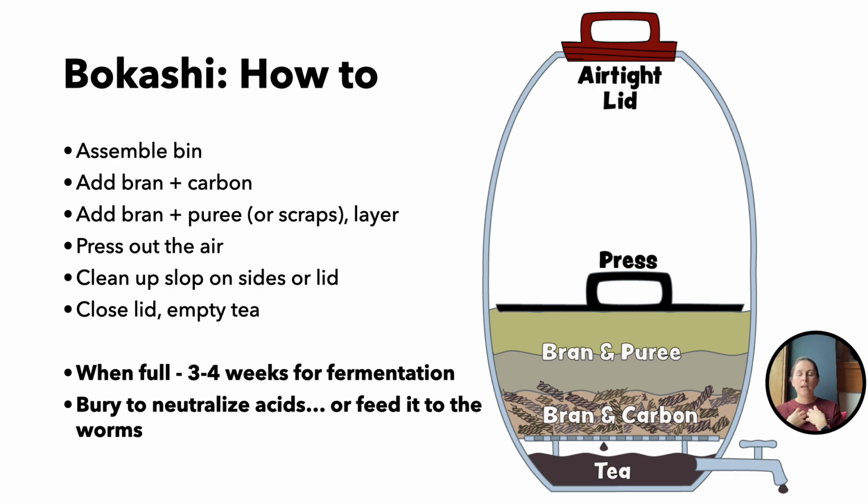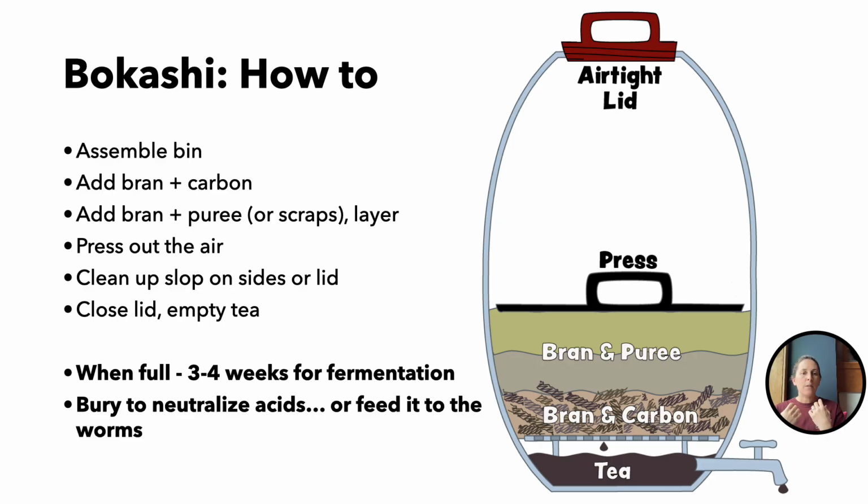And so for me, what that looks like is I take shredded paper. I wet it down, I wring it out so that it feels like a damp sponge, and then I set it on top of the platform. And then I sprinkle my bokashi bran over top of that, and then I'm ready for my first layer.